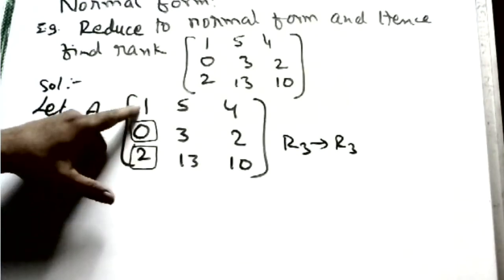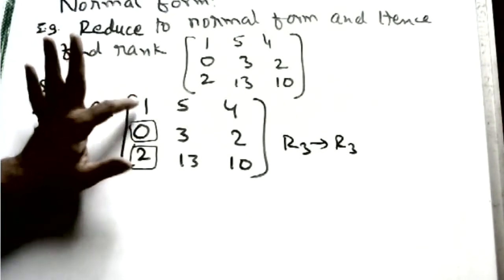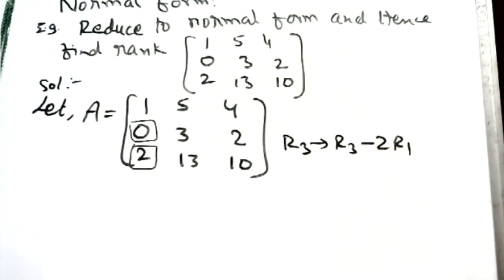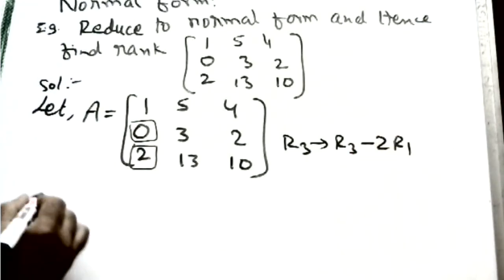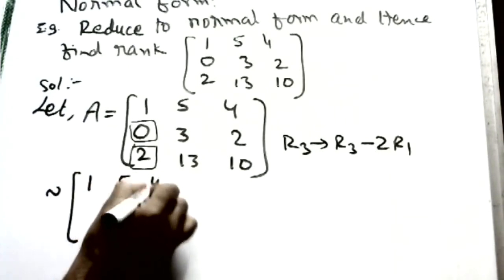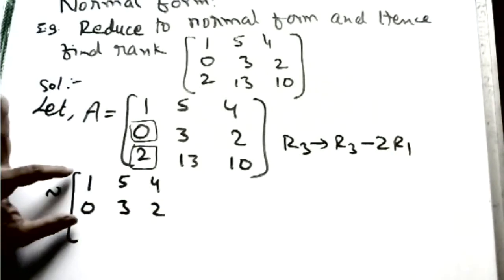2 ones are 2. 2 minus 2 will become 0. So we have to make these two numbers equal, so multiply this with 2. R3 minus 2R1. So let me change this one. Equivalent to 1 5 4, 0 3 2.